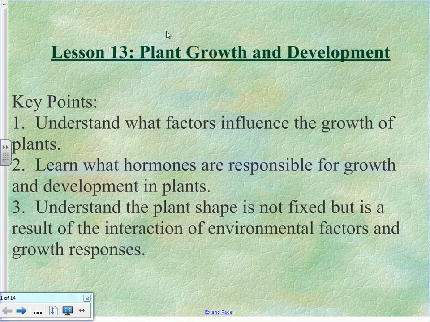All right, so we need to understand what factors influence the growth of a plant. There's two classes that those factors can fall into, and those are abiotic, which means non-living, and biotic, which means living. So the effect of other organisms on the plant.